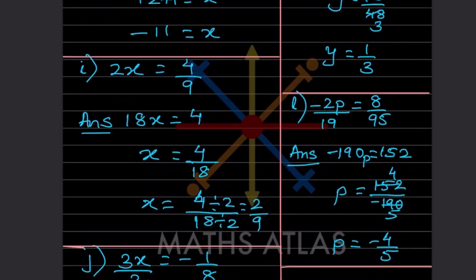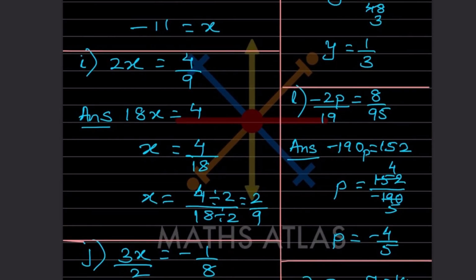The next one says that 2x is equal to 4 by 9. Now if I put it here, this is going to be 18x, and this is 4. So this is to be multiplied, right? So that is 18x is 4. So I want the value of x. There is a multiplication sign over here, so this is 4 divided by, this goes here, that is going to be 18.